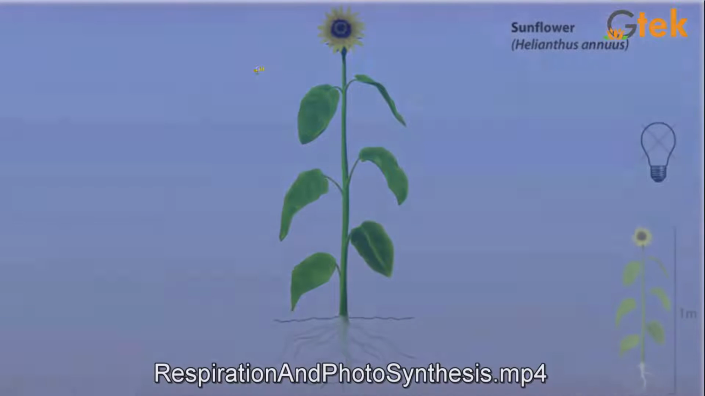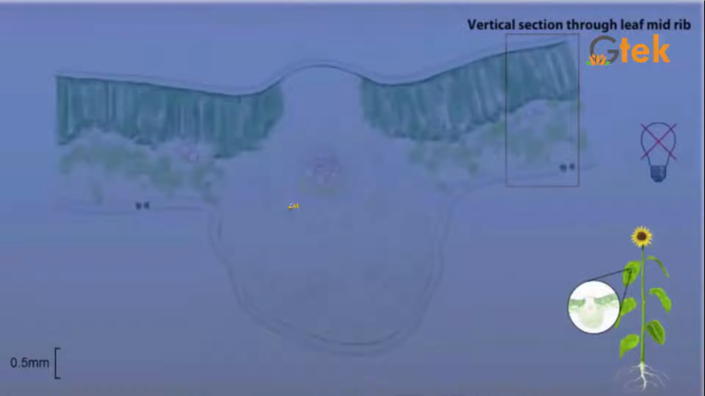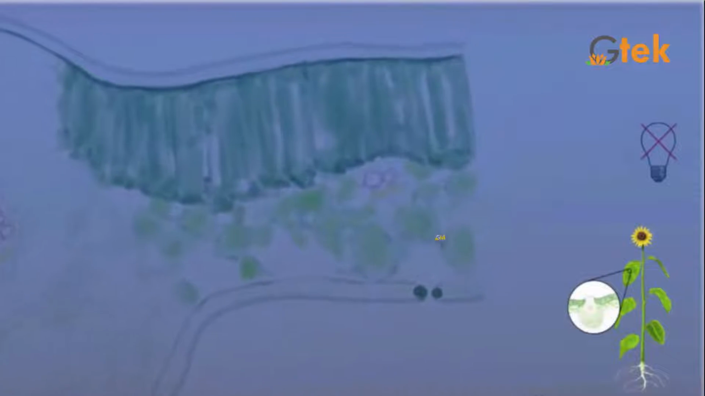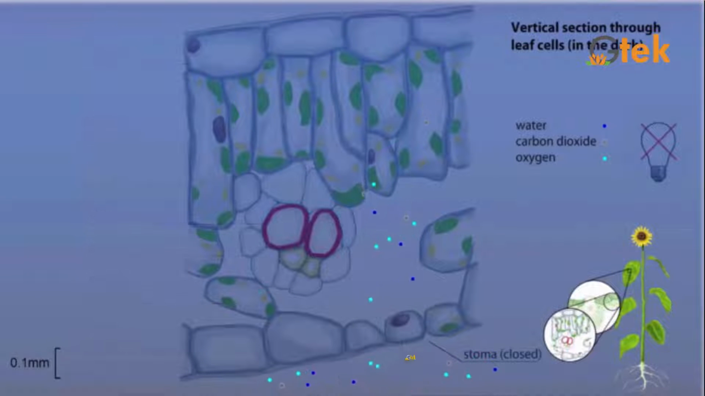Let us see about transpiration and photosynthesis. And now we are going to take a leaf. Here we have the vertical section through the leaf midrib. Inside the leaf midrib, it has a vertical section through the leaf cell, and this is the actual section. It contains the upper epidermis, palisade mesophyll, xylem, phloem and spongy mesophyll and lower epidermis, and also it has a guard cell and stoma, that is closed.